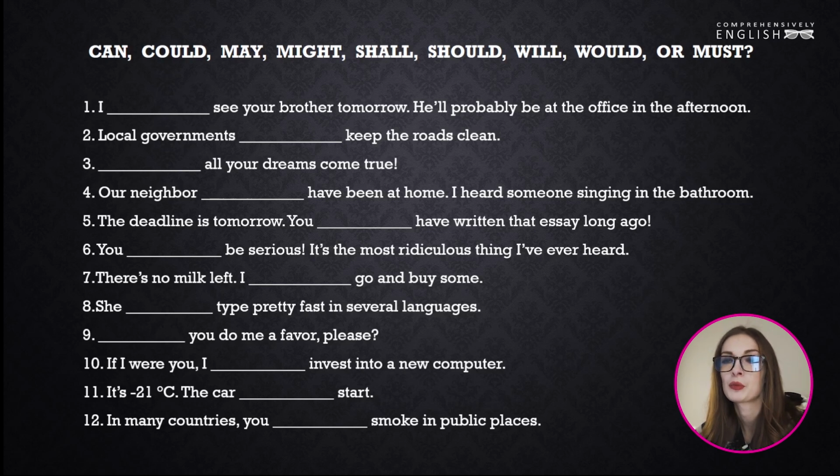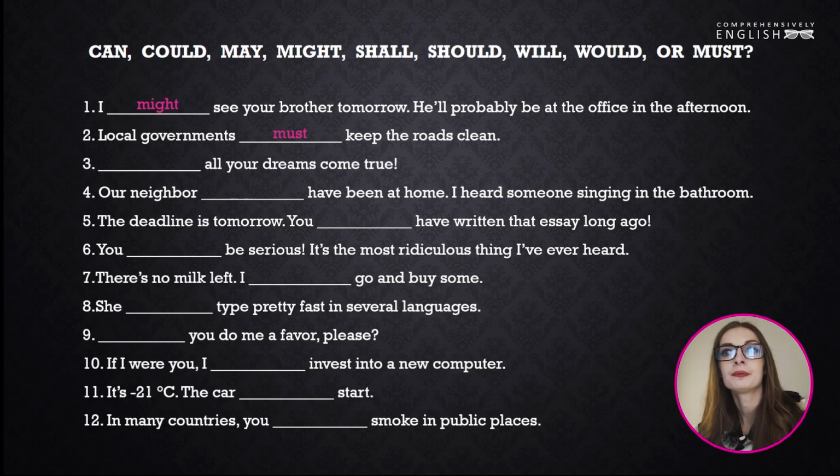So what is the ideal modal verb that we can use here? Right, I might see your brother tomorrow. Oh, by the way, negative forms of these modals are also used in the exercise. So pay attention that sometimes you might need to use a negative form. Okay, the second sentence. Local governments must keep the roads clean. This is their obligation. They must do it.